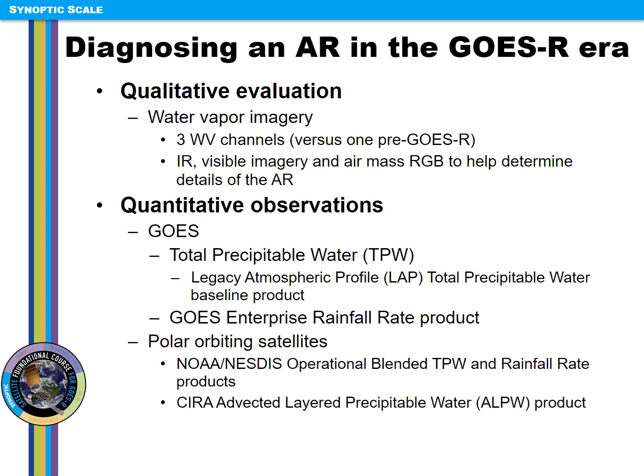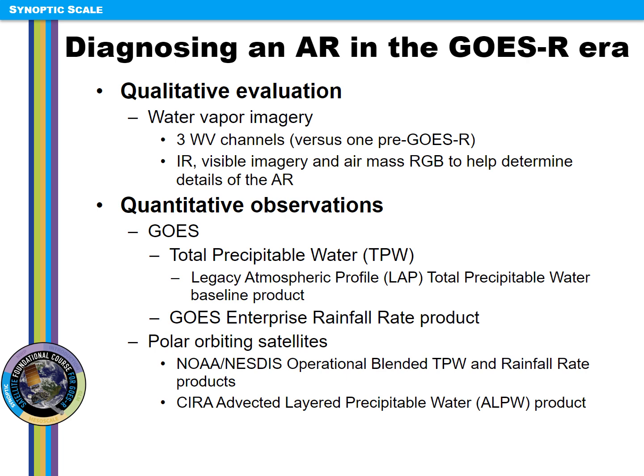What's new in the GOES-R era to help us diagnose atmospheric rivers? In terms of qualitative evaluation, there are 3 water vapor channels versus just 1 previously, as well as new RGBs. For quantitatively evaluating an atmospheric river, we have products from GOES that can provide the magnitude and areal extent of total precipitable water, and also rainfall rate. These products are improved over past versions of these products that existed in the pre-GOES-R era. There are training modules on the GOES TPW and rain rate products available for more information on the products.